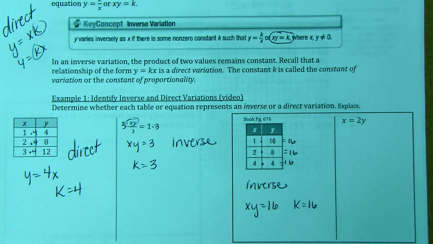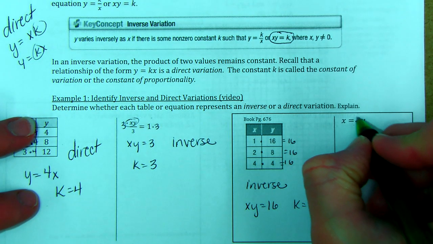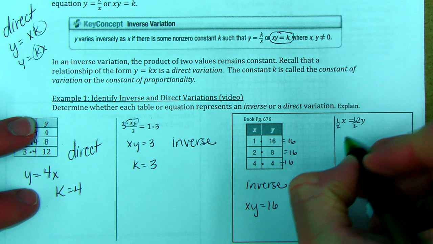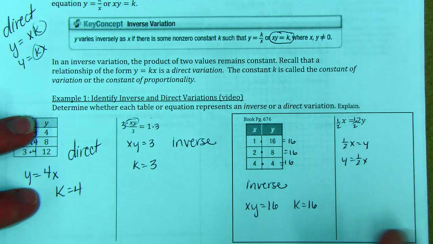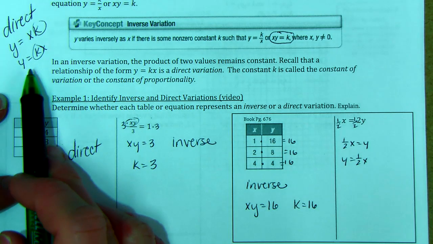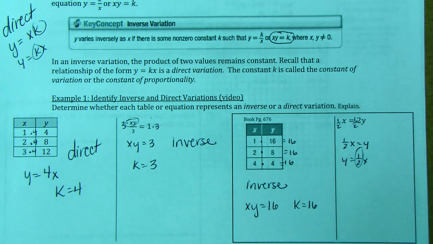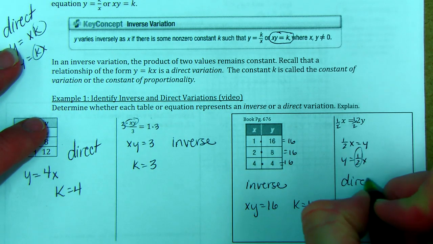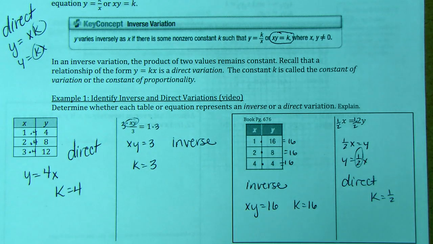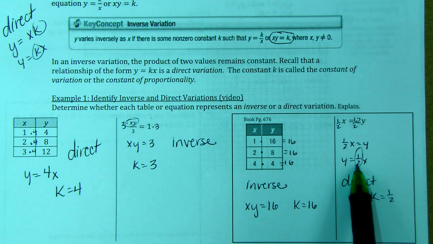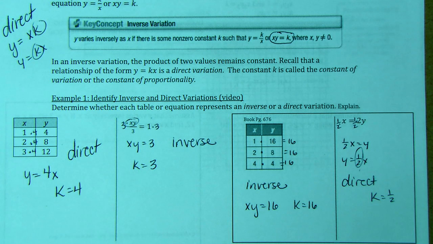All right, look at this next one. If I were to divide by 2 or multiply by 1/2, I get 1/2 x equals y, or y equals 1/2 x. And that, ladies and gentlemen, is a direct variation with my constant being 1/2. So this is direct. K equals 1/2. That's my explanation. I just like to write it as a function or as an equation, and then maybe even give my constant. Or, you know, I could say x is multiplied by 1/2 each time.